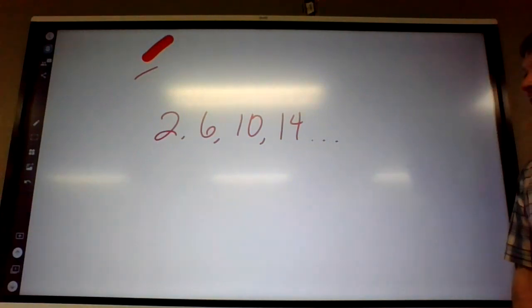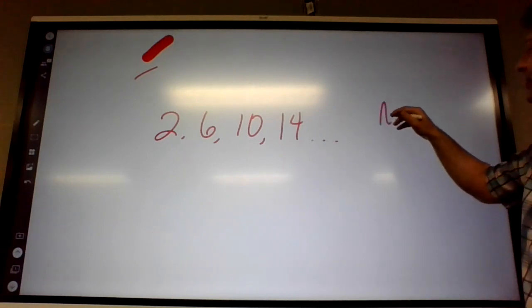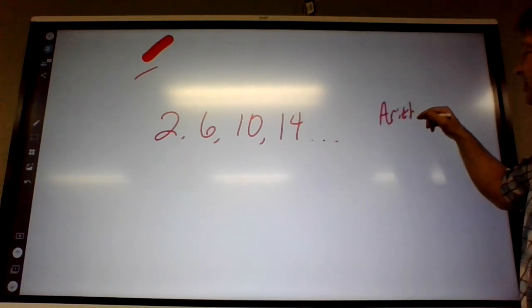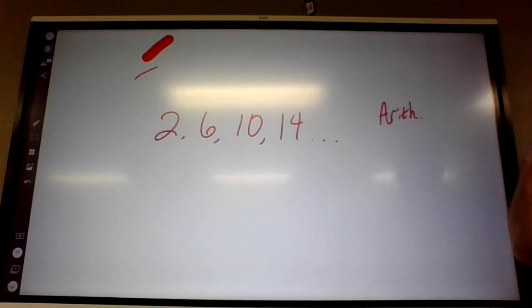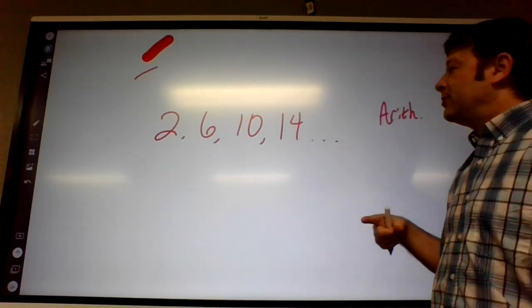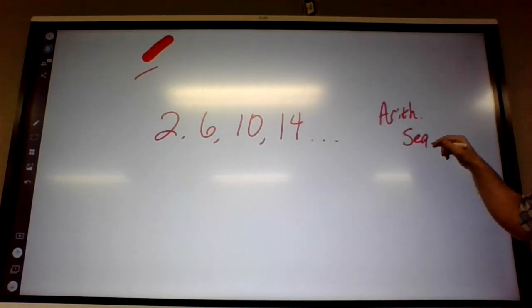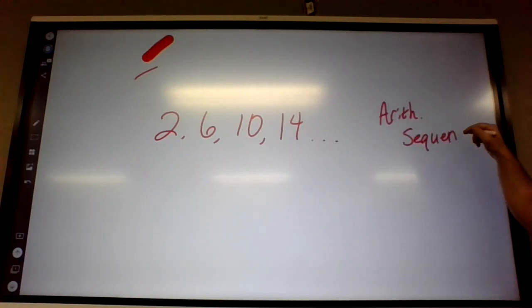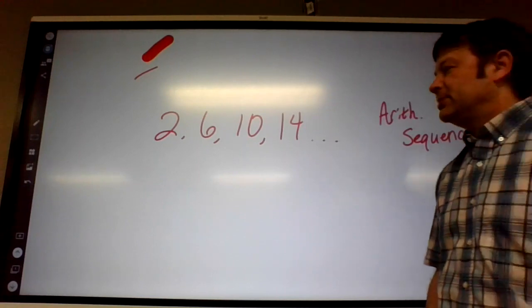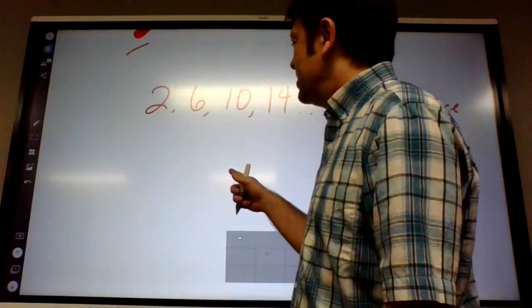What is the pattern? Plus 4. So that makes this an arithmetic sequence when you add plus 4 over and over. Add the same value over and over. You could be adding a negative over and over, so it could be going down. So adding and subtracting the same thing.